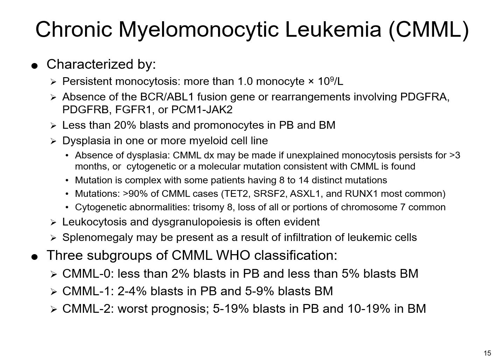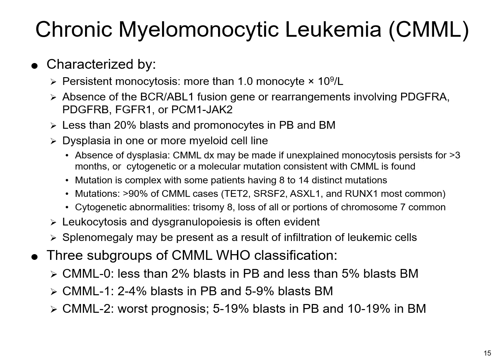Now, even if dysplasia is not present, you can still make a CMML diagnosis if you have unexplained monocytosis that persists more than 3 months, or cytogenetics or molecular mutations consistent with this. The mutations that can take place are very complex, and some patients can have 8 to 14 distinct mutations present. More than 90% of CMML cases do have some sort of mutation. The most common mutations are listed here.